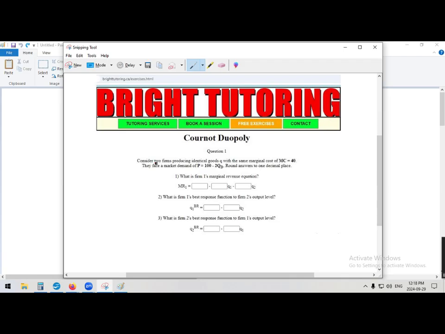So here's the question. Consider two firms in a Cournot duopoly with the same marginal cost of 40. They face an aggregate market demand curve of market price P equals 100 minus 2 times the total market quantity Q. We have to figure out the first firm's marginal revenue equation, then calculate the first firm's best response function, and then the second firm's best response function. So let's start off with the first question and calculate marginal revenue.